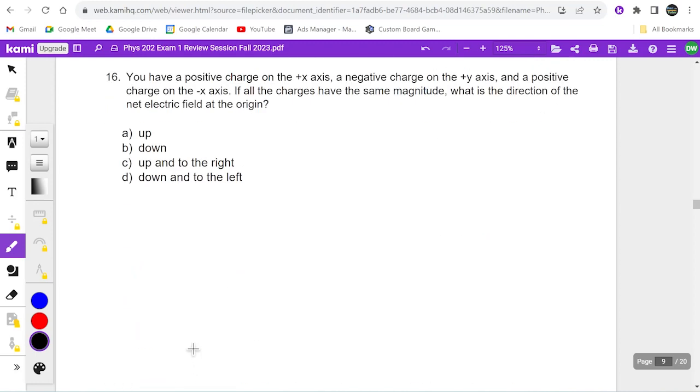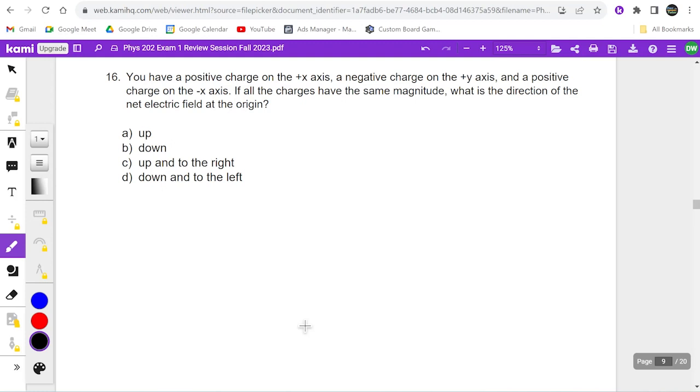Next, number 16. You have a positive charge on the positive x-axis, a negative charge on the positive y-axis, and a positive charge on the negative x-axis. If all the charges have the same magnitude, what is the direction of the net electric field at the origin?